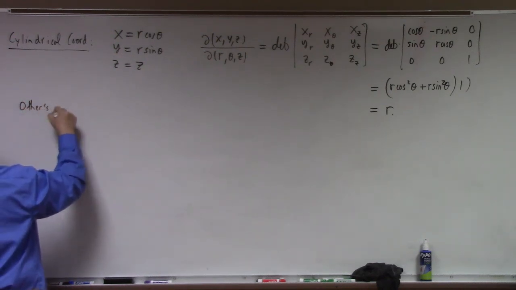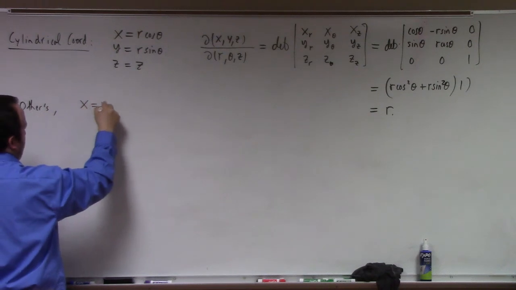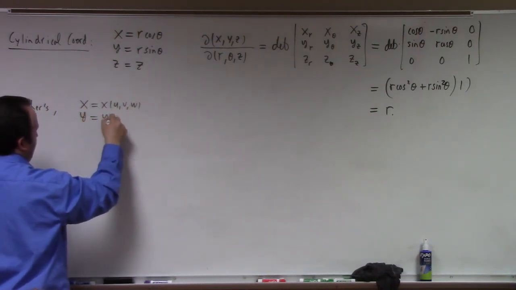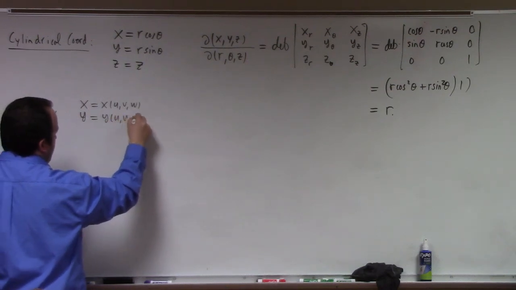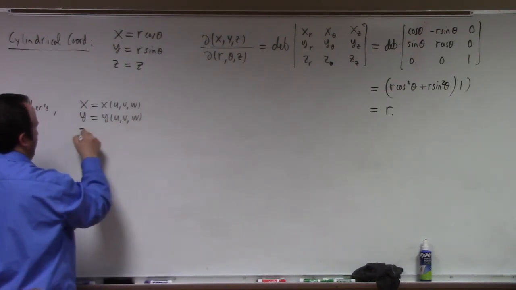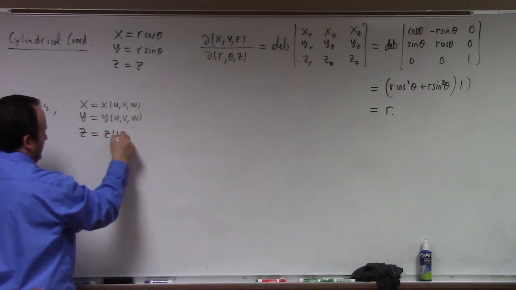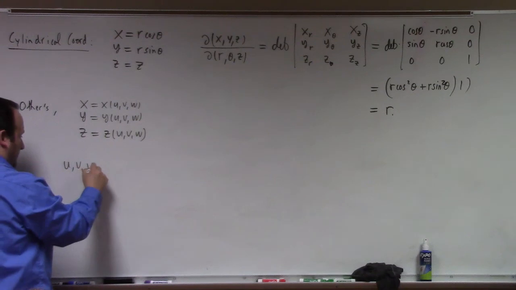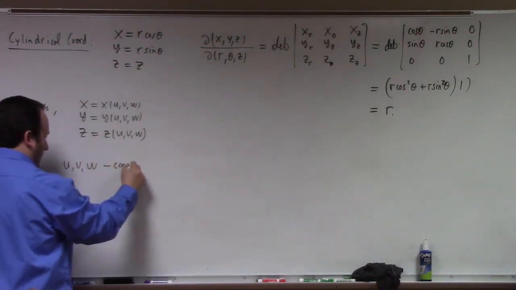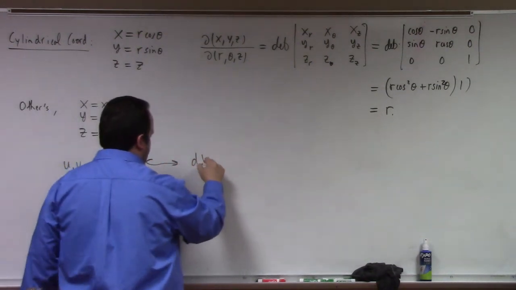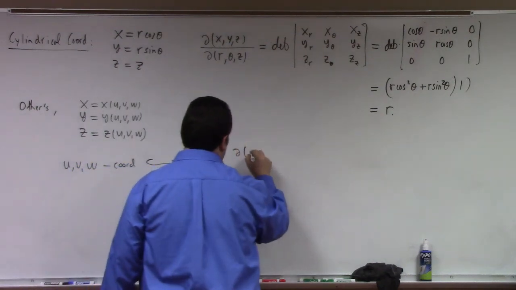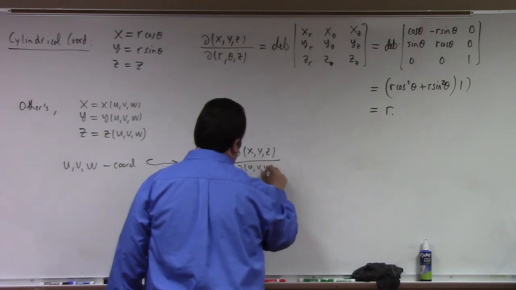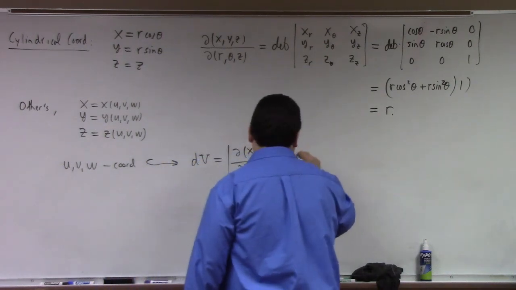for others, you have something like x is equal to x of u, v, w, right? You have y is equal to y of u, v, w. Suppose you have some other coordinate transformation. z can be written as a function of u, v, and w. In other words, you've got this u, v, w coordinate system, right? And there, the infinitesimal volume element is the absolute value of the Jacobian times du, dv, dw.